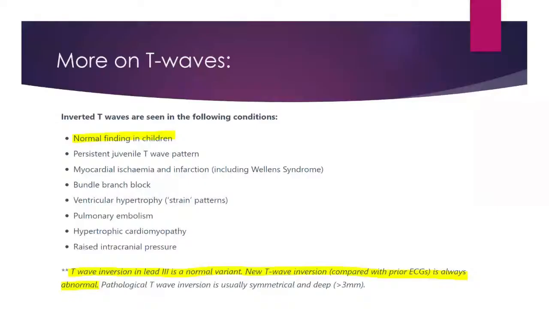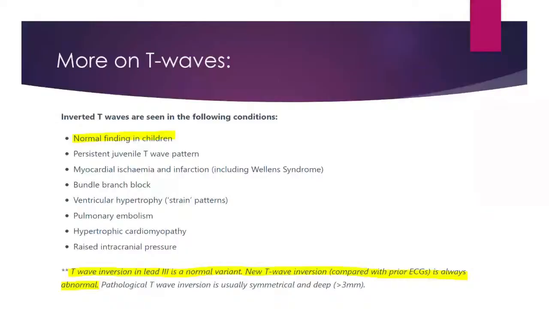So yeah, T-wave inversions, children can have them, persistent juvenile T patterns, bundle branch blocks, hypertrophy of the ventricles, PEs. I don't know if it would be the first thing I think of if I see that would be a PE, but it could cause it. And lead 3 tends to have normal variants compared to the other ones.